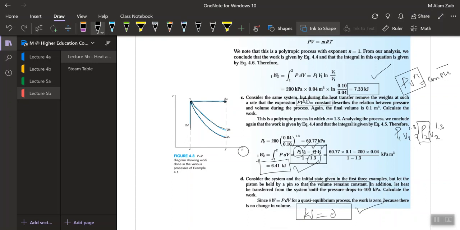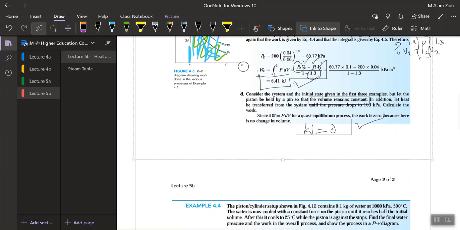If you look at it, the maximum area possible is under the constant pressure process. Then we have the isothermal process, and later the polytropic process, and obviously there is no area under the curve in a constant volume process.